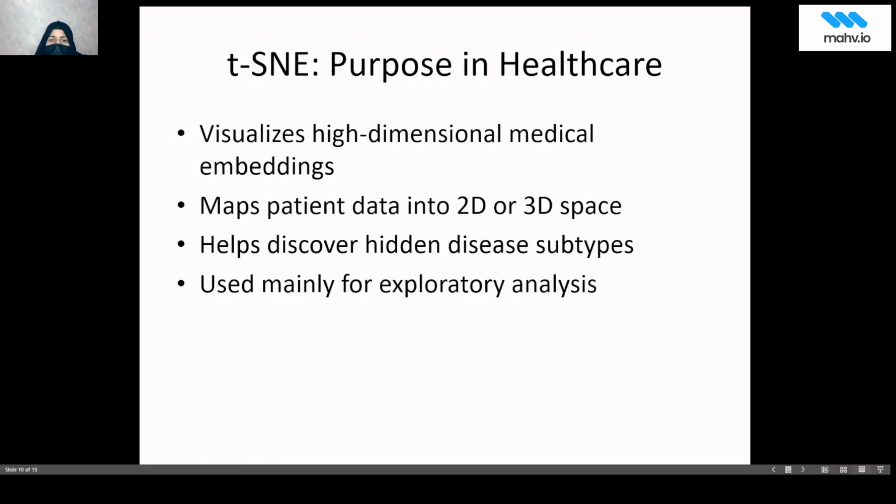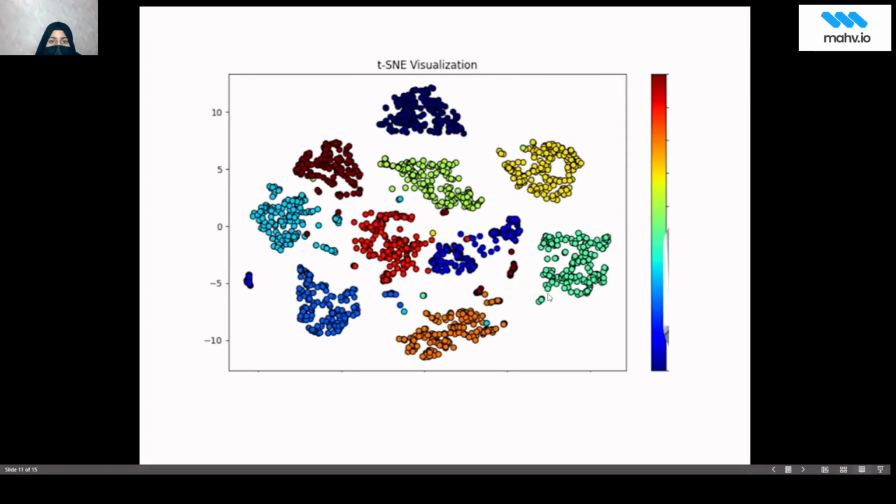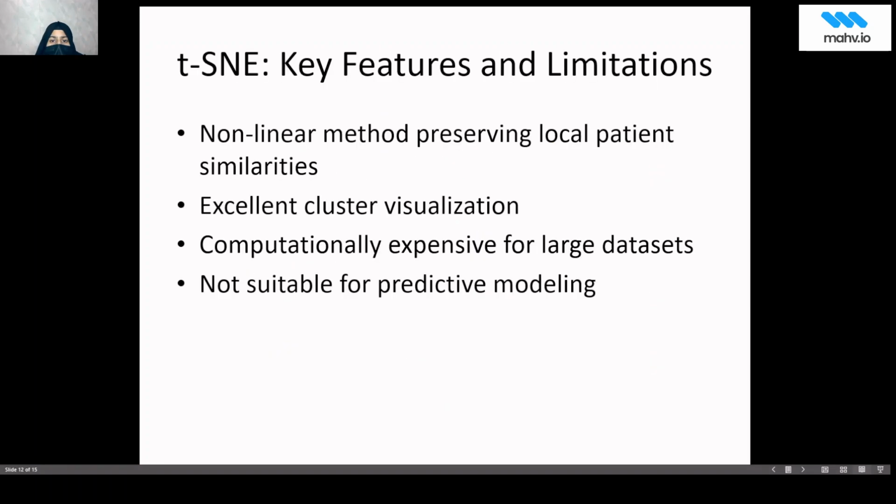After that we have t-SNE, that is the purpose of t-SNE in healthcare. So what does it do? Here the main concept is that clustering is done on the basis of neighbors. Purpose in healthcare: visualize high dimensional data embeddings, map the data into 2D or 3D. So high dimensional data is mapped into 2D or 3D space, helping to discover hidden disease subtypes, used for exploratory data analysis.